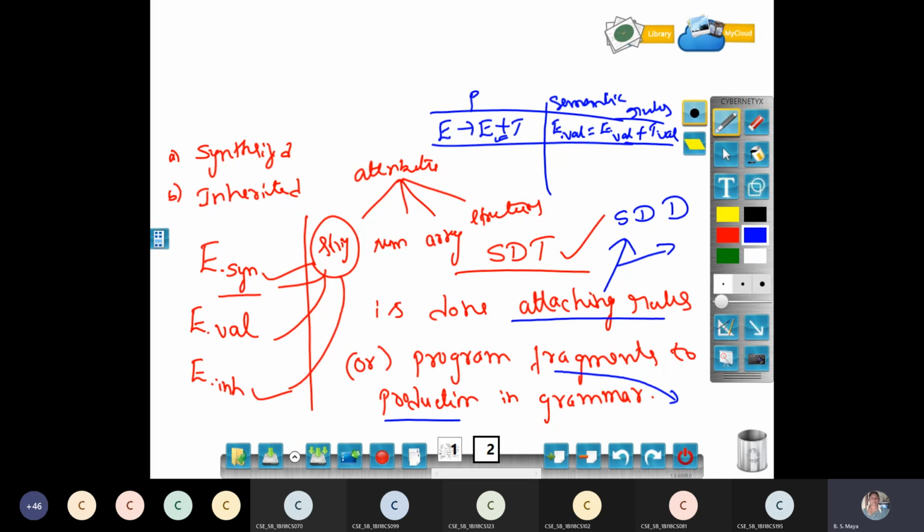What will be program fragments? Instead of writing a separate rule, for example, take E derives E plus T. Then I write print plus. I am writing this for the postfix: after E plus T, I have to print plus. I am not writing any separate column here. This is the head of the production, and this is the body of the production. After the body of the production, I am writing some program fragments, which say what action can be done.